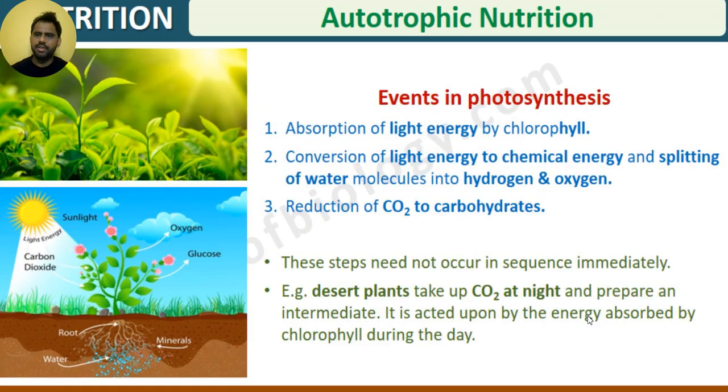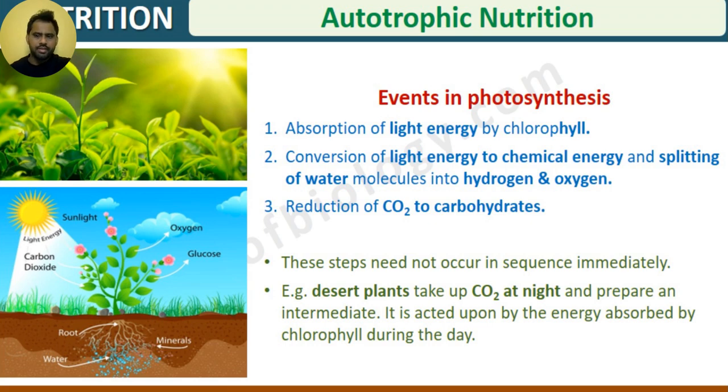What are the events that take place in photosynthesis? First of all, chlorophyll absorbs the light energy. Light energy comes from sunlight, and chlorophyll absorbs that light energy. Then the light energy is converted to chemical energy and water molecules are split into hydrogen and oxygen. Next is the reduction of CO2 to carbohydrates, that's the food.